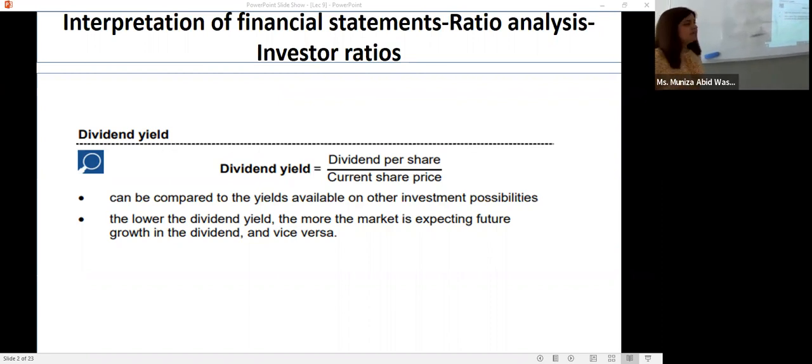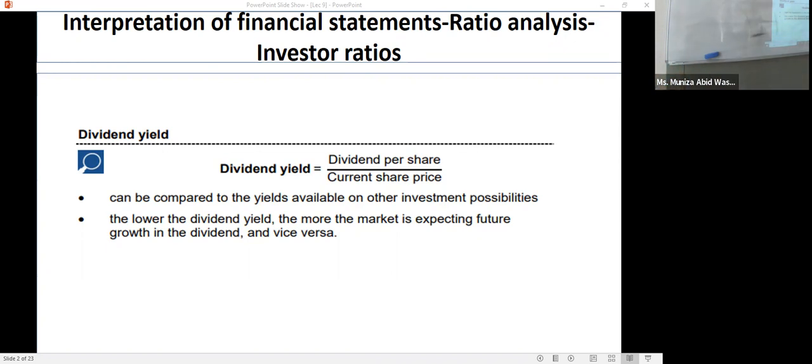Say, for example, dividend yield will be telling us the return which can be given to them on the basis of the purchased shares. They can compare this return on the different loans, say, for example. The return on the loans can be compared to this dividend yield. So whichever investment will be having the higher potential to give the returns, they will be interested to invest in that. So they say it can be compared to the yields available on other investment possibilities.